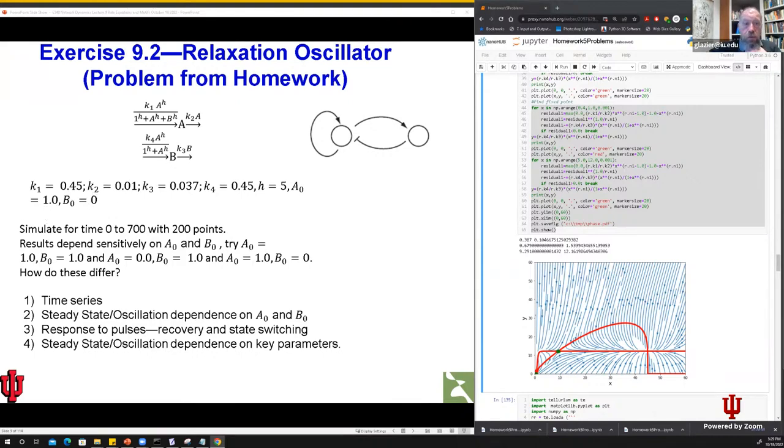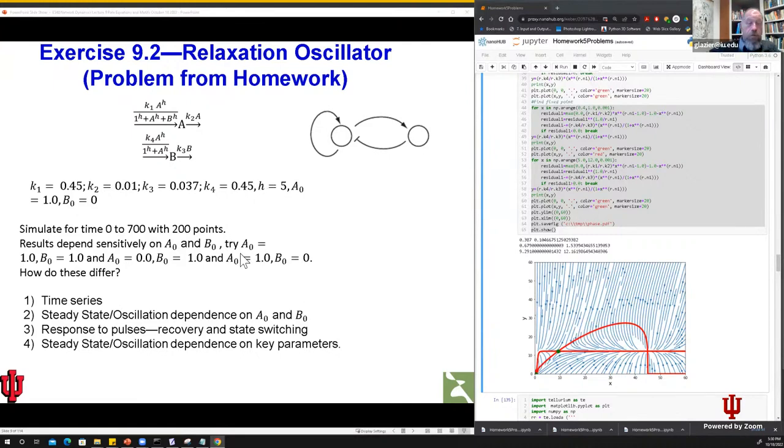We could just go around the room and assign it. One person, maybe Joel, you change the value of K1 and see what happens to these diagrams. Connor, you change the value of K2, see what happens to these diagrams. Gabriel, you get K3. Eden, you get K4. Supriya, you get H.